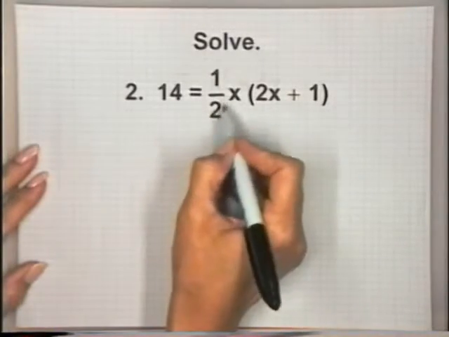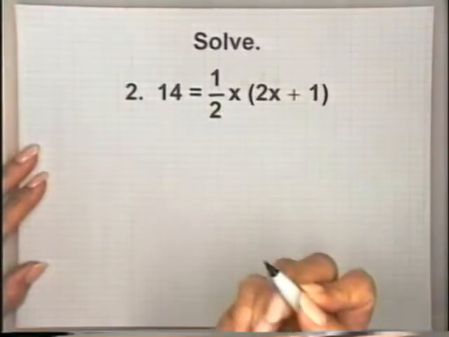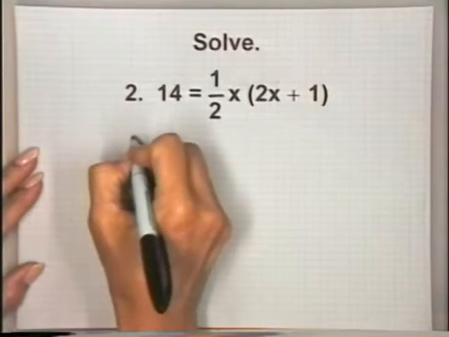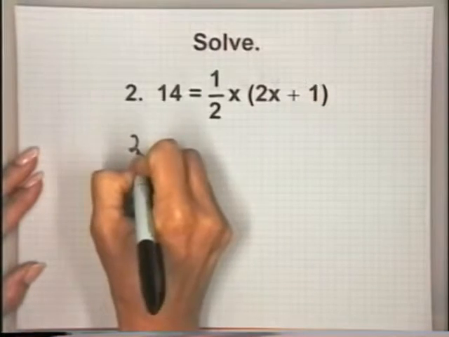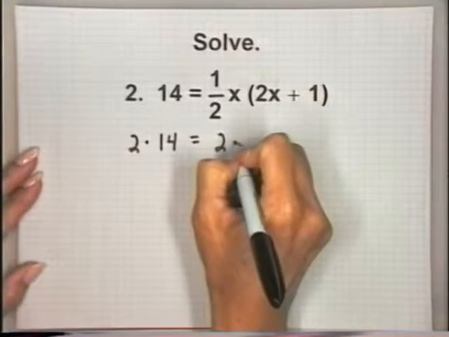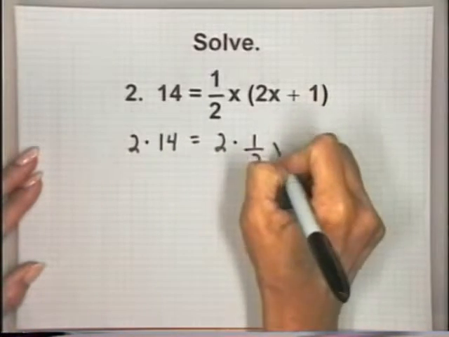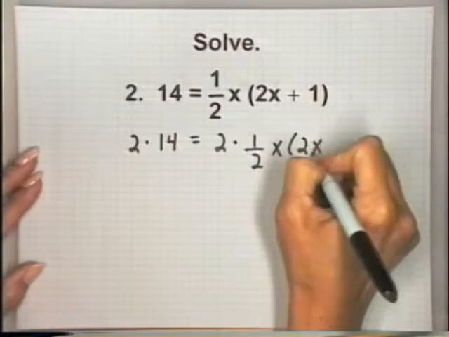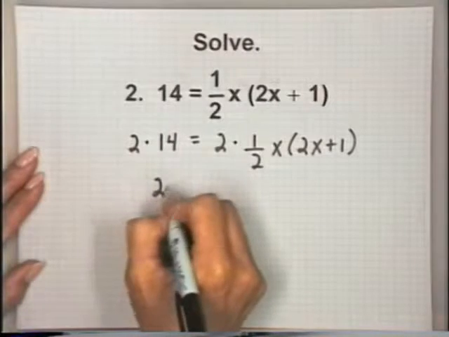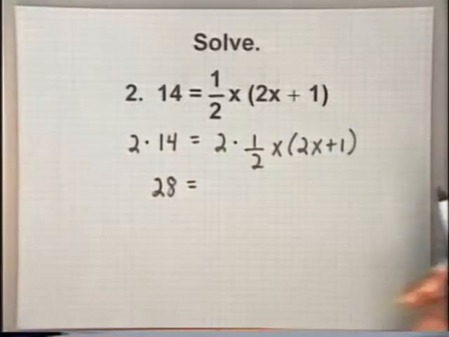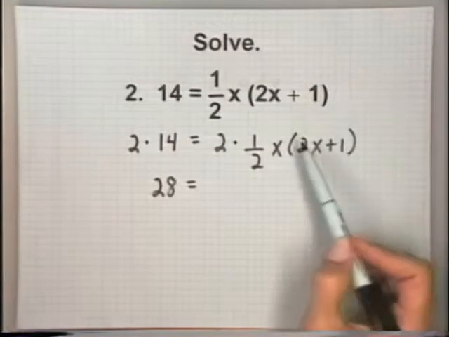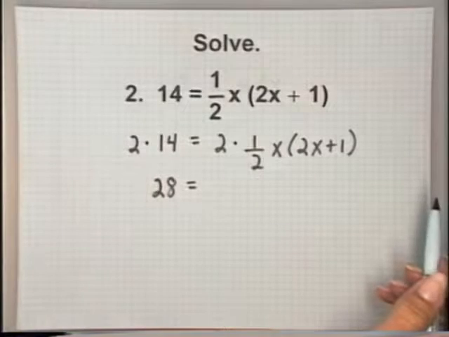To get rid of the 2 in the denominator, I find, of course, that the LCD in this case is 2. So I multiply both sides of the equation by 2. So I'll have 2 times 14 equals 2 times 1/2 times x times 2x plus 1. On the left, 2 times 14 gives us 28. On the right, I have 4 things to multiply. I have a factor of 2 times 1/2 times x times a binomial factor of 2x plus 1.